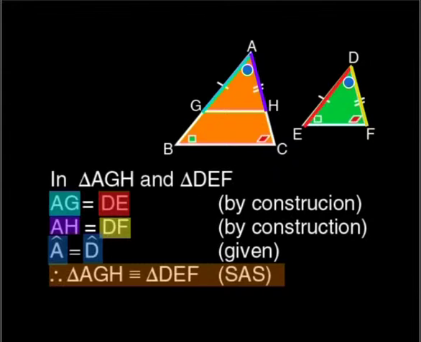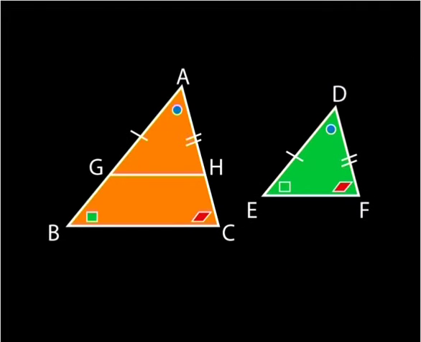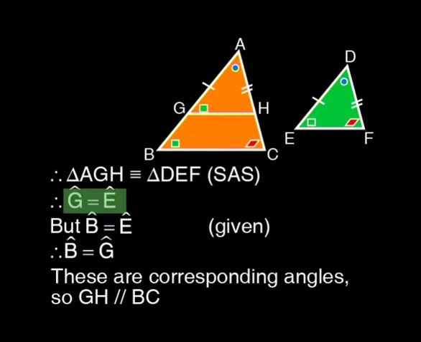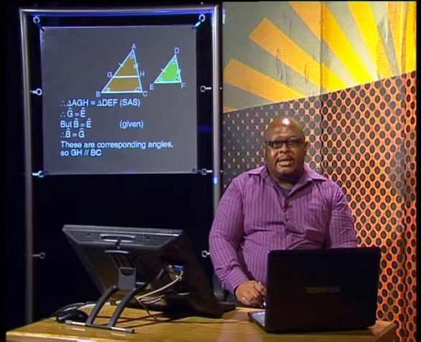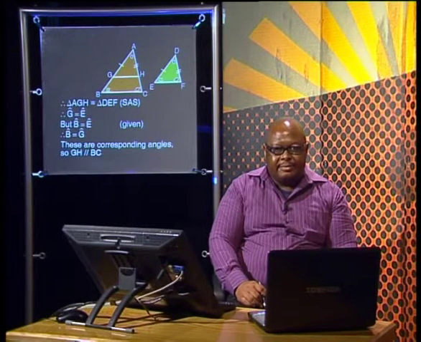Look at the diagrams again. Why did we want congruent triangles? We wanted to prove that angle G equals angle E, so that we can say that GH is parallel to BC. Let's have a look. G equals E because the triangles are congruent. But B equals E was given at the beginning. So we know that B equals G. Have a look at angles B and G on the diagram.